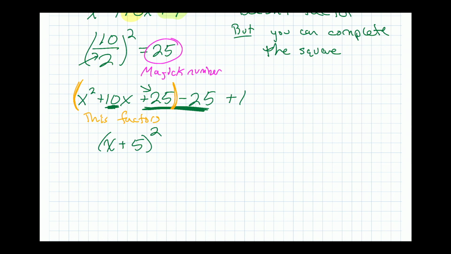What happens with this? Why won't you let me pick a color? Okay. What happens with this? Well, you just have to carry that through. So negative 25 plus 1 is negative 24.